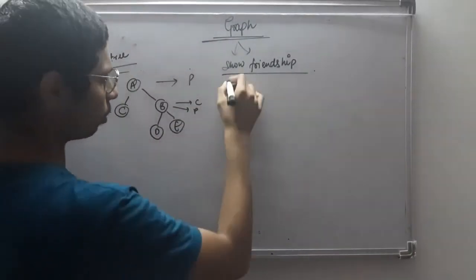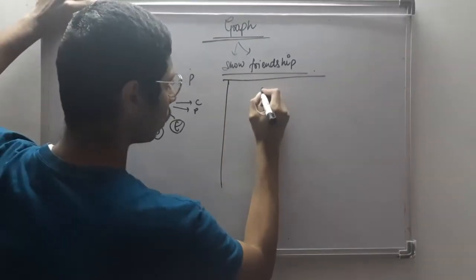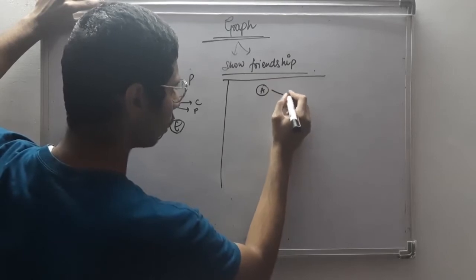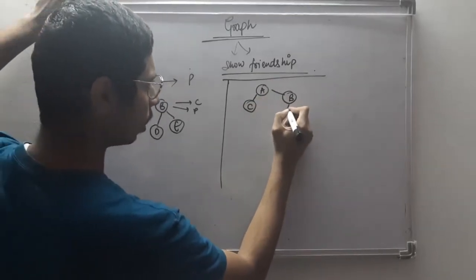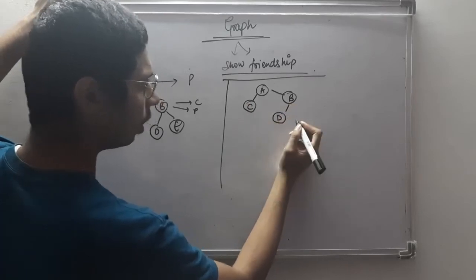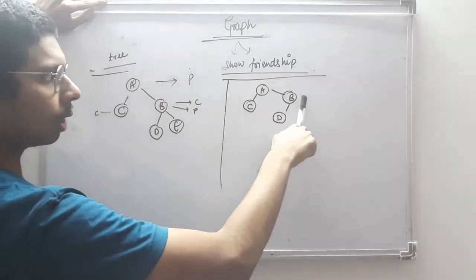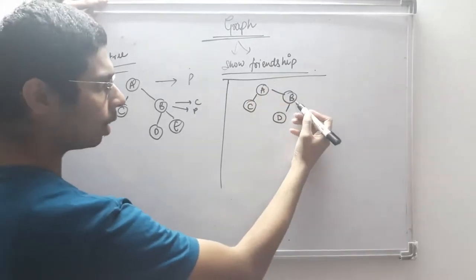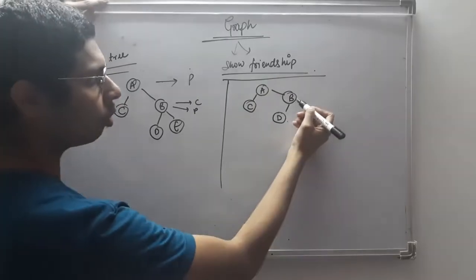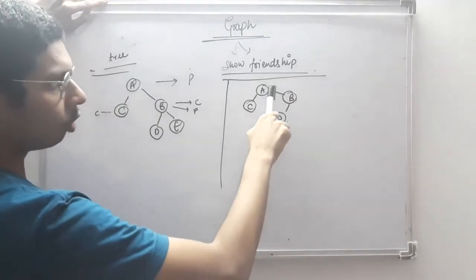Graph shows the friendship. So what happens in a graph? Suppose A is connected to B and B is connected to C. And here is an element D. So A is the friend of B and B is also a friend of A. B is a friend of D and D is a friend of B. A is a friend of C and C is a friend of A.